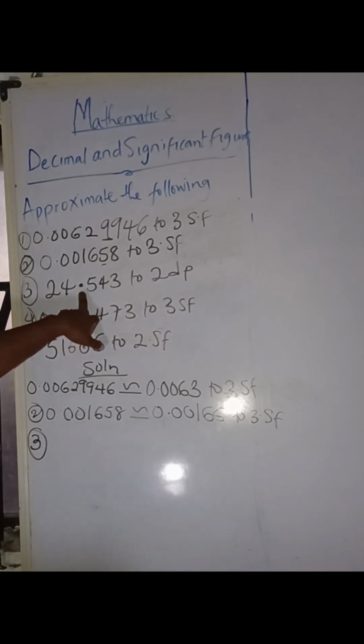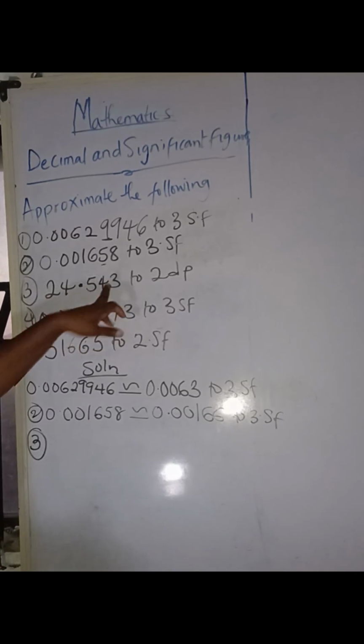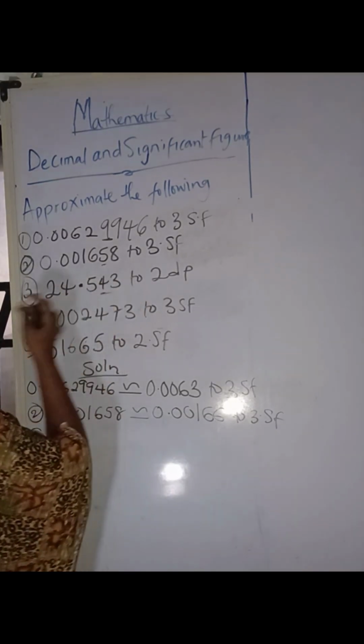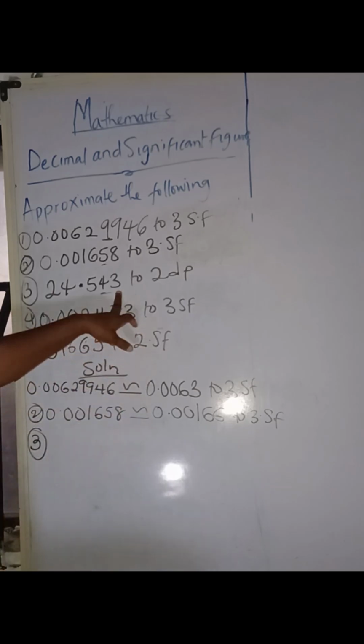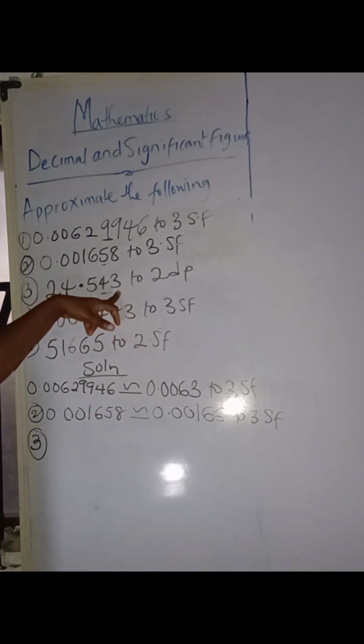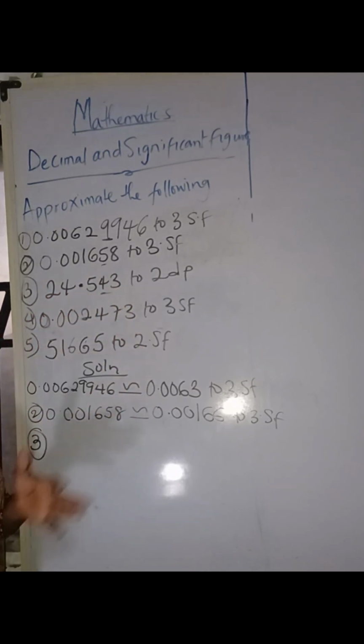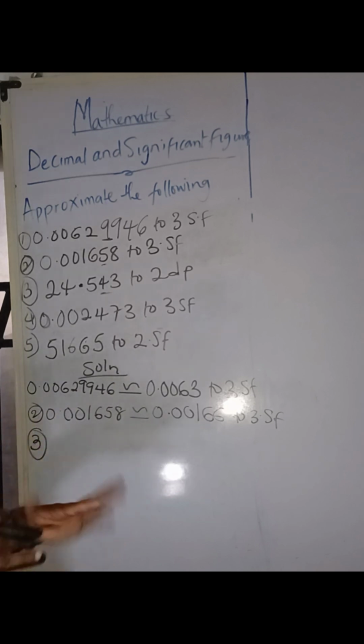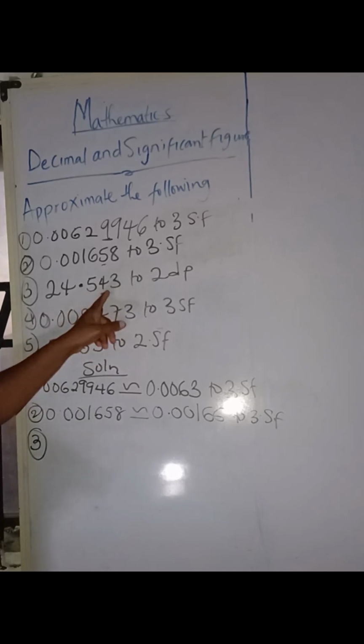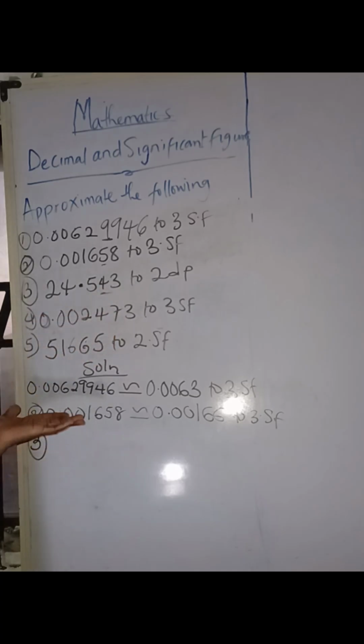So now 2 decimal places, we are counting from what? Values after the decimal point. So we are counting 2 values after the decimal point. So we count 5, 4. So we are working here. And the next value is what? 3. 3 is not up to 5, right? So we are going to do what? We are going to round it down. Do you understand? We round it down. If it is 5, we would have turned it to 1 and added it to this one. But because it's not up to 5, we are turning it to 0. We are rounding it down.